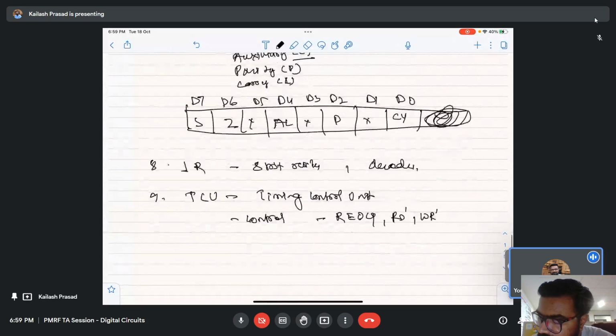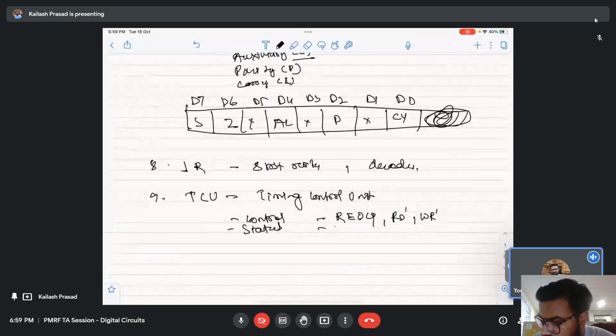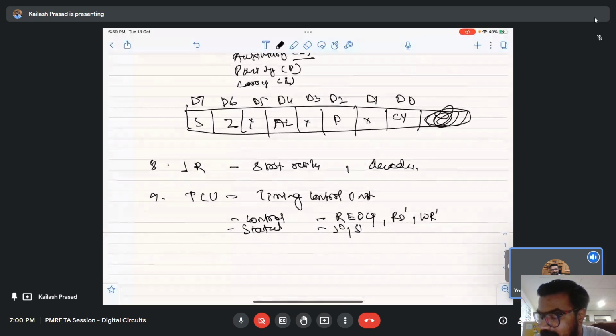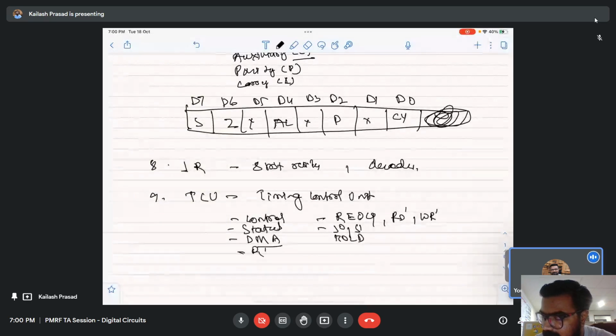Then we have some status signals, S0, S1. Then we have DMA, which is one of the important concepts you should know. This is called direct memory access, and its signals are hold and so on. Apart from that, we have the reset signals, reset in and reset out.